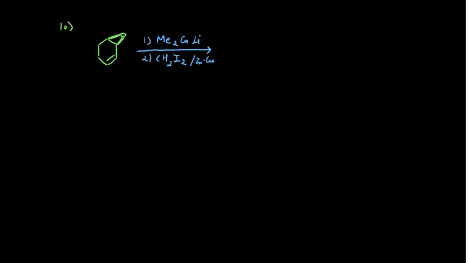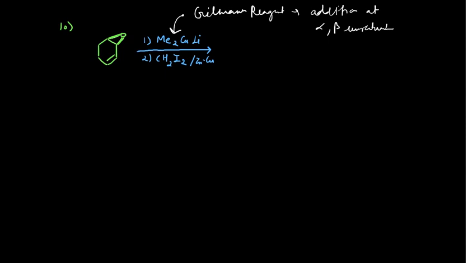Now, next, this is my last reaction for you, and what it says, the first step is you are taking this. What is this? This is actually your Gilman reagent. This is Gilman reagent, and it is famous for addition at the alpha beta unsaturated system. So, you can consider this is your principal functional group. That position is alpha, that position is beta.